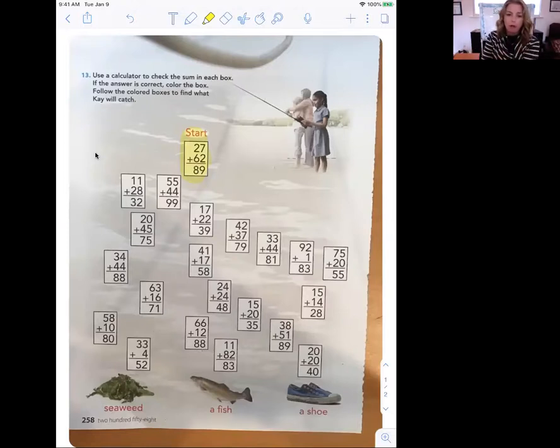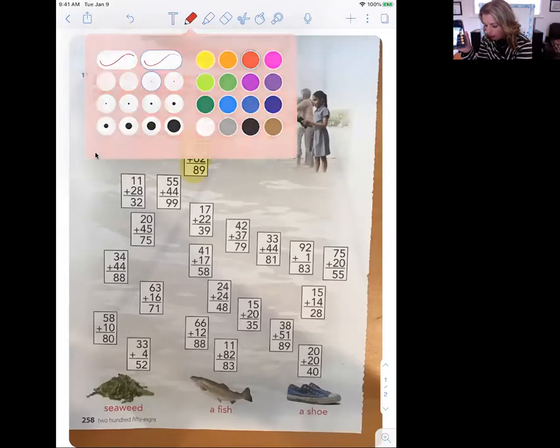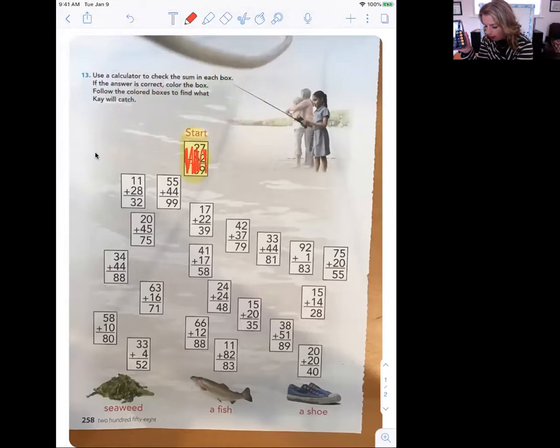Now, what's the problem? Okay, I'm going to get my calculator. 27 plus 62. Now I hit my equal sign, equals 89. Is that correct? Yes, it is. So now I'm going to color it in. So I'll take this and I'll color this in red. Okay, now let me move to the next one.